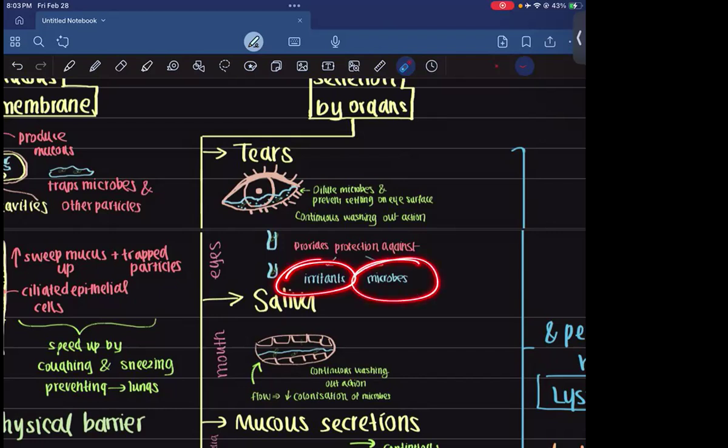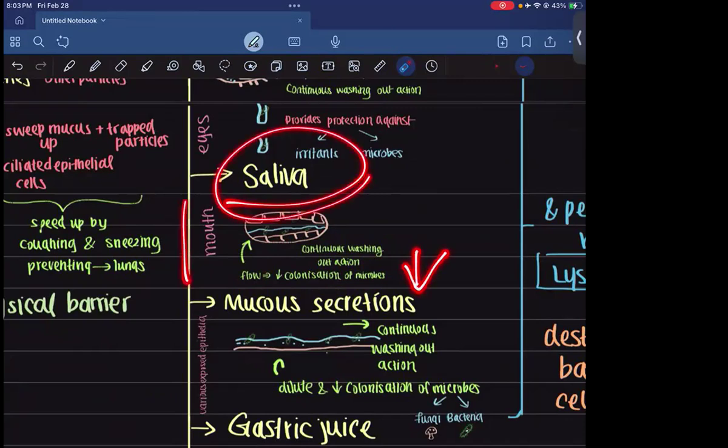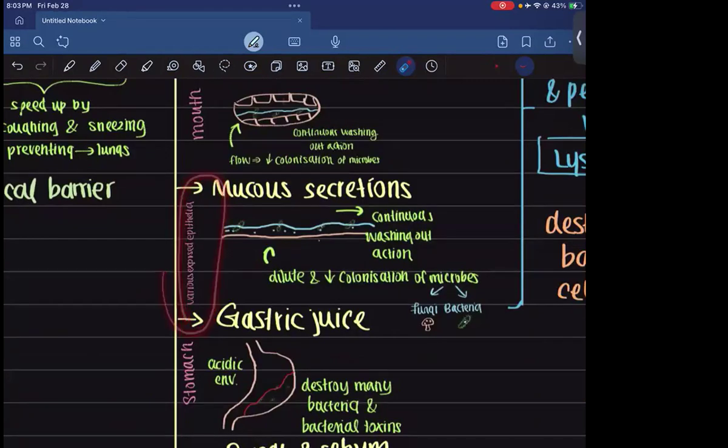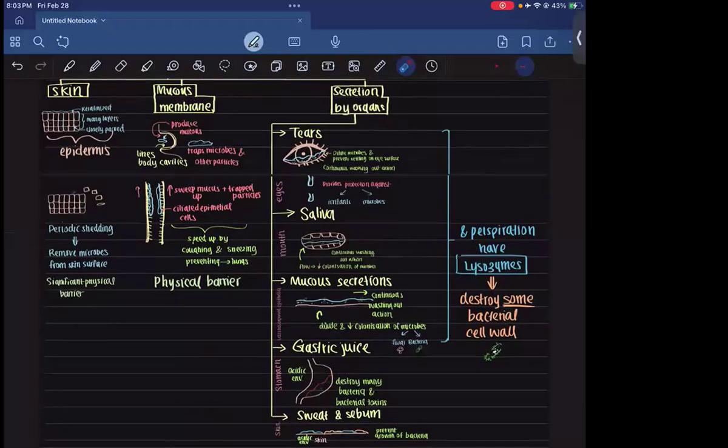What about saliva? There also you will be having a continuous washing out action, and because of the flow of saliva, the colonization of the microbes will be prevented. So if there is no settling, there will not be any colonization. So colonization will be reduced. So where is saliva present? In your mouth. Then mucus secretions, they will be lining various exposed epithelia. They also will be diluting the microorganisms, and they will be reducing the colonization of microbes. Who are those microbes? Fungi, and bacteria specifically. There will be a continuous washing out action present in mucus secretions as well.